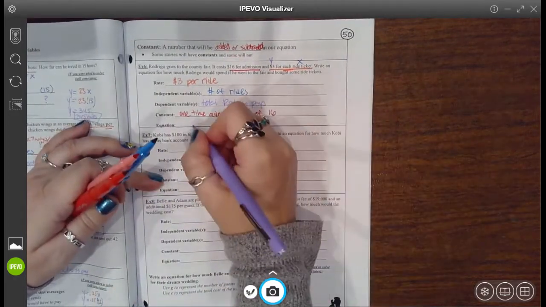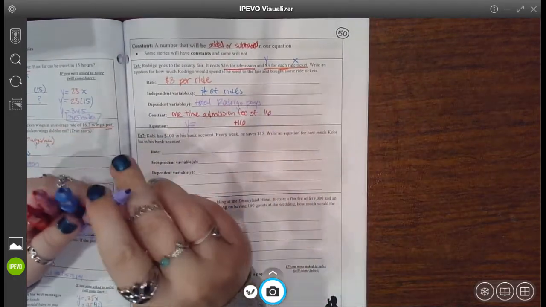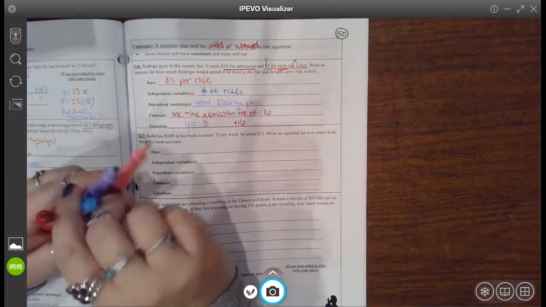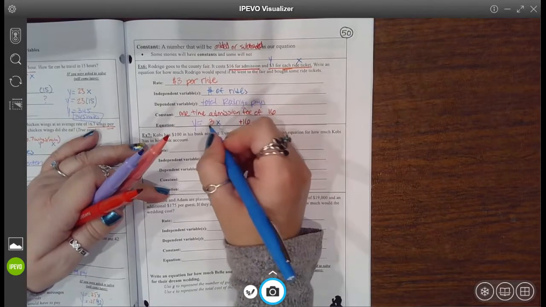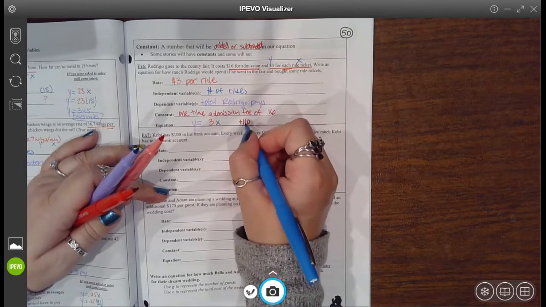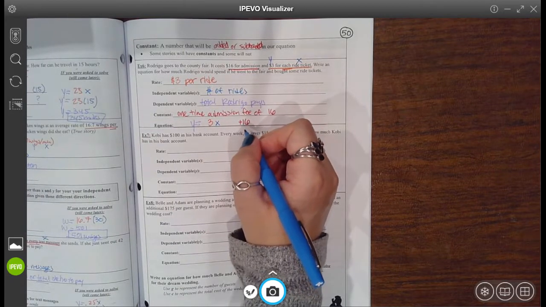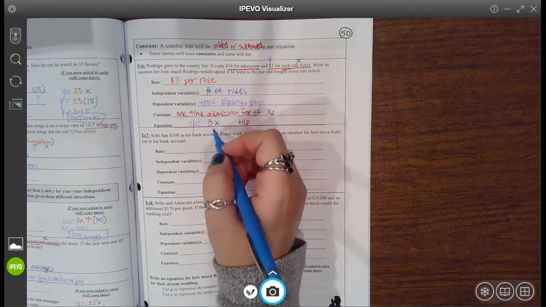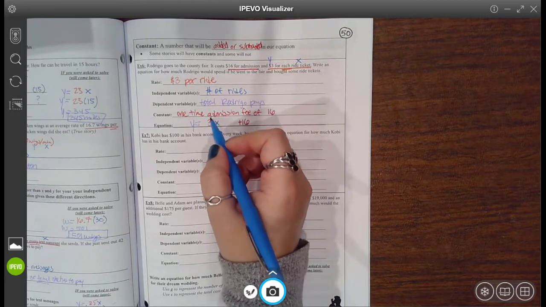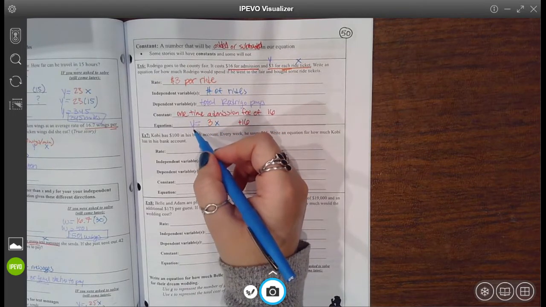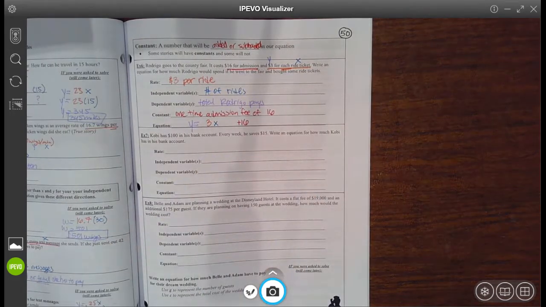So y, the total he pays, is equal to your rate of $3 times your x, which is the number of rides, because it's $3 per ride, plus that one-time fee to get in. This isn't multiplied by the number of rides. You just pay that once to get in. And then, depending upon how many rides you go on, you multiply that by $3. And that's equal to the total amount you're going to pay. And now you can kind of see how this all works and comes together.